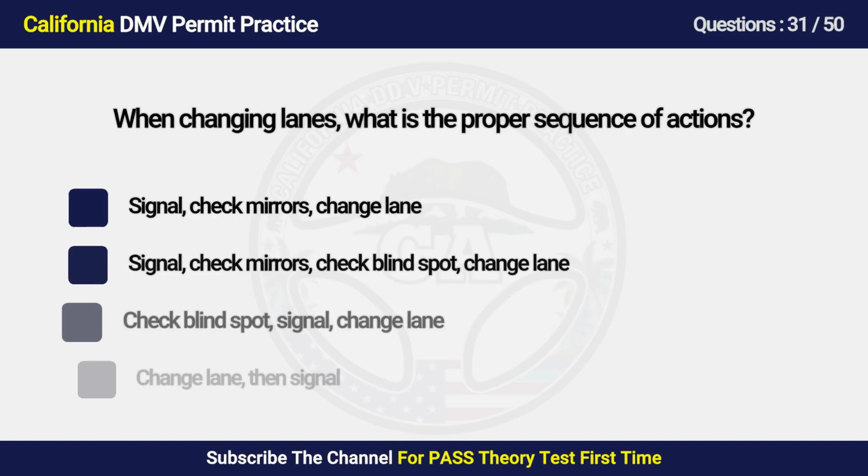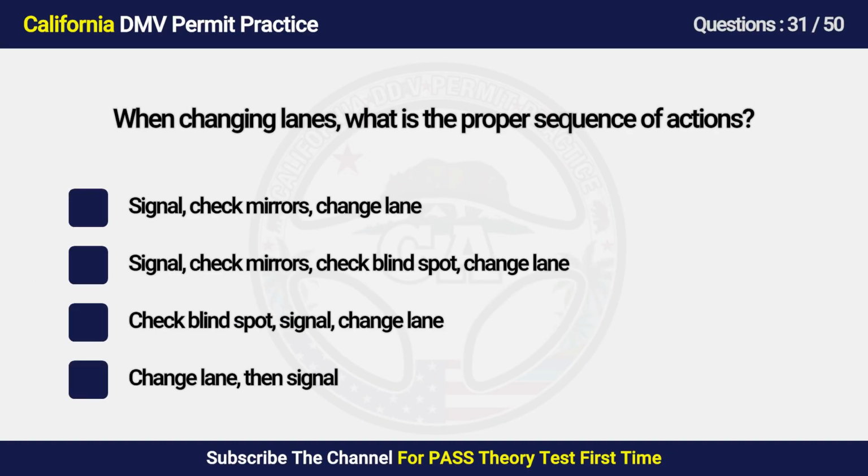Question 31. When changing lanes, what is the proper sequence of actions? A, signal, check mirrors, change lane. B, signal, check mirrors, check blind spot, change lane. C, check blind spot, signal, change lane. D, change lane, then signal. Answer is B, signal, check mirrors, check blind spot, change lane.